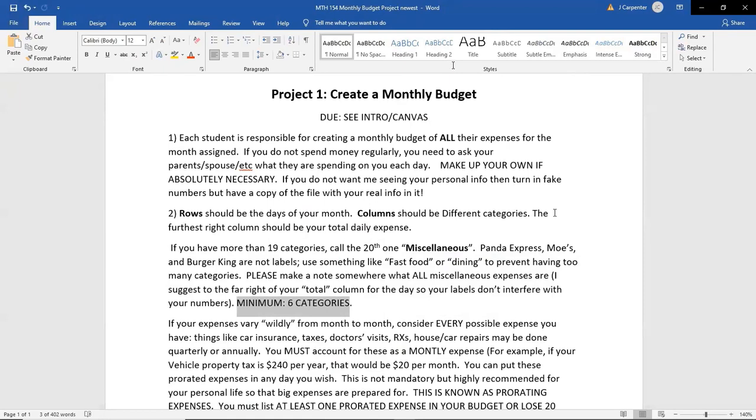So again, for the categories, you can combine some things. We've kind of talked about that with food. You can expand some things. It's up to you how specific or non-specific you want to be, as long as you have at least 6 categories.